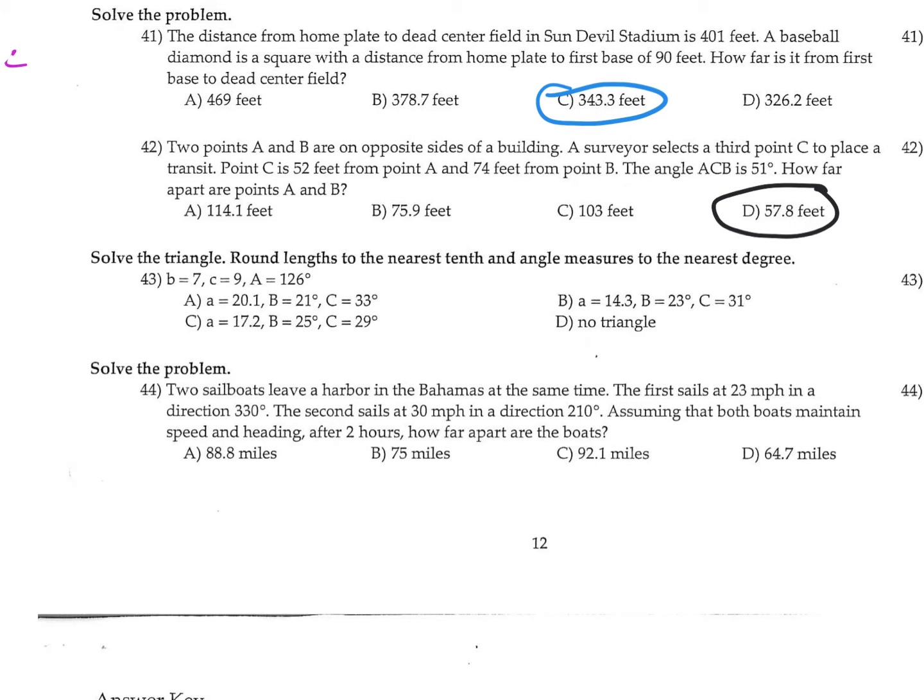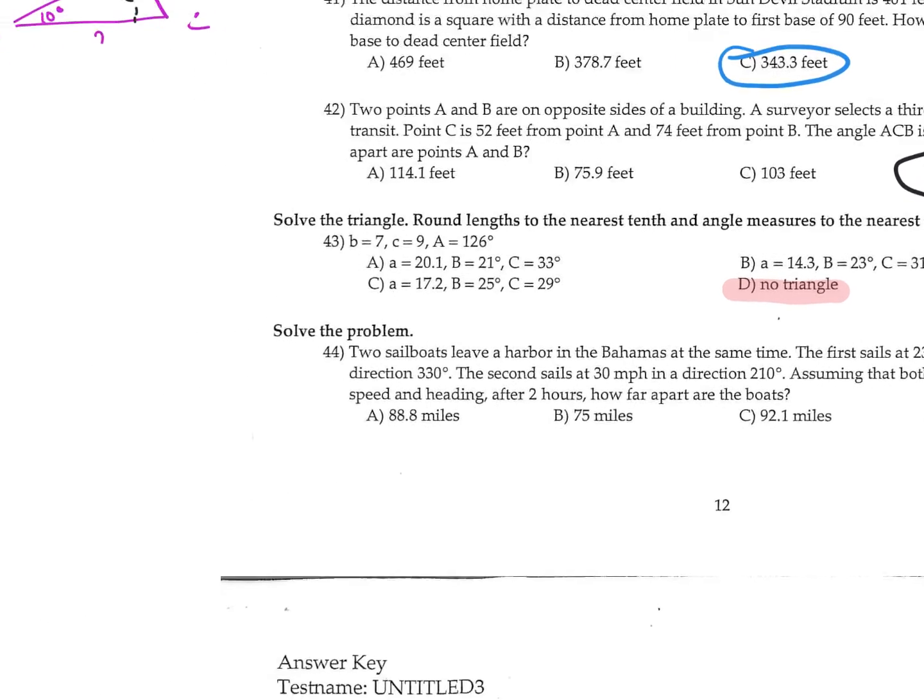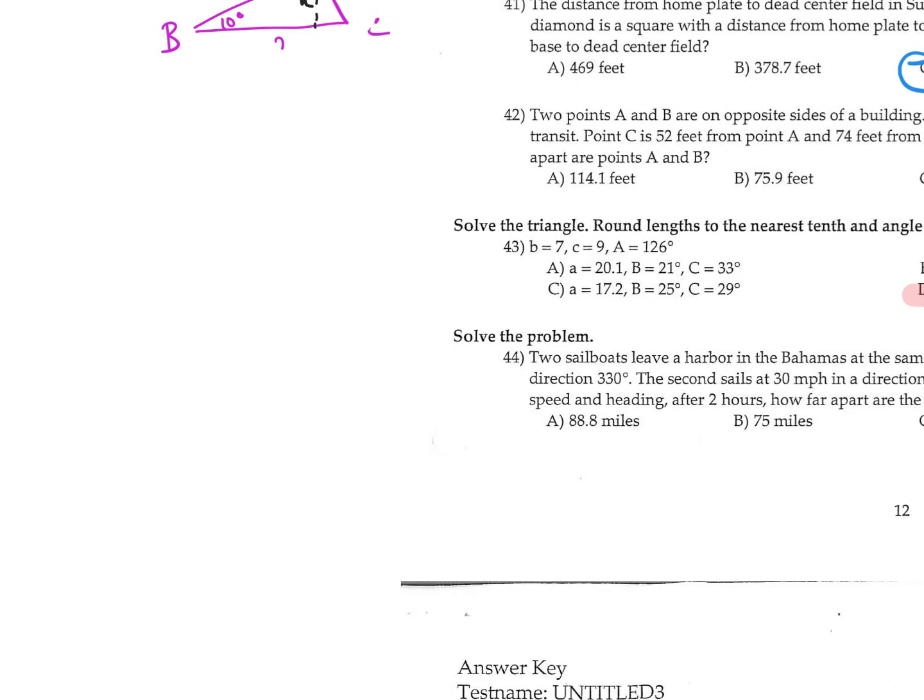Here on number 43, they want us to solve the triangle. They want us to find the other sides and angles. So I'm just noticing some things here to keep in the back of my head. Option D says no triangle. That reminds me of those side-angle ambiguous case type problems. So as I work through this, that's kind of a hint to tell me what's really going on here. So let's take a look and see what this diagram is going to look like.